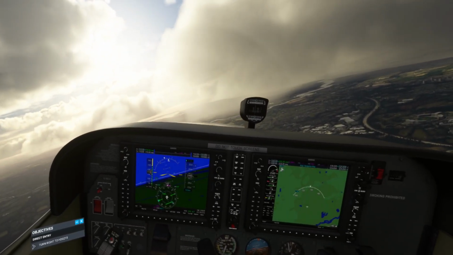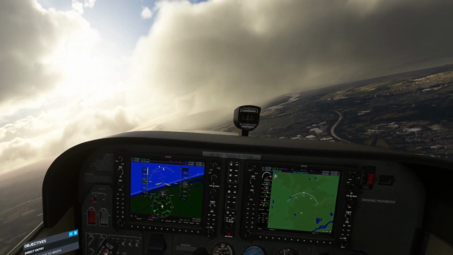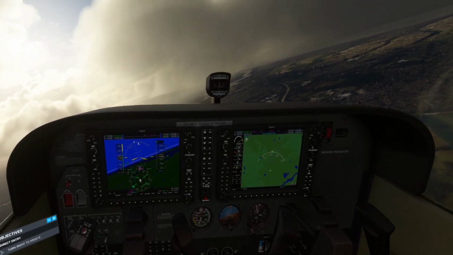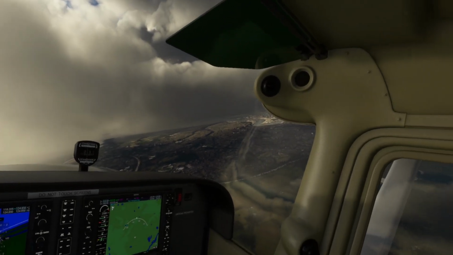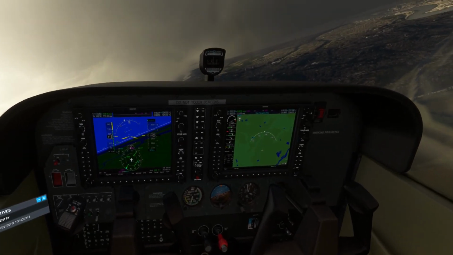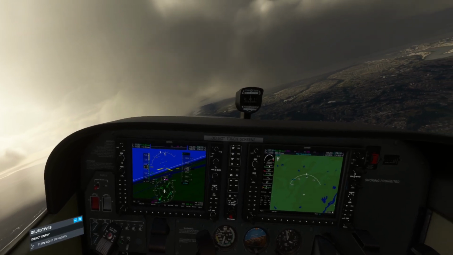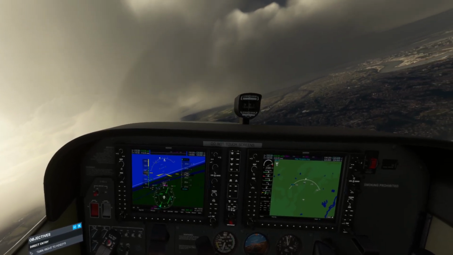When you've completed your turn, start timing for 1 minute. You can use the inbuilt timer or look at the clock at the bottom right of the PFD. After 1 minute has elapsed, turn right again onto the inbound course back towards the VOR.